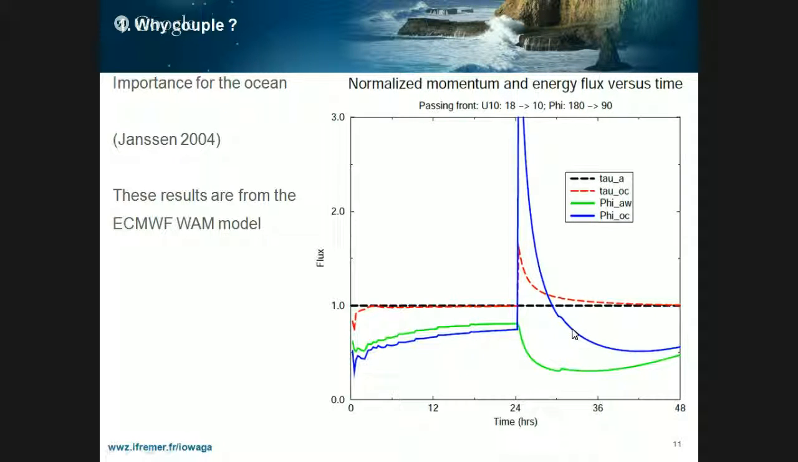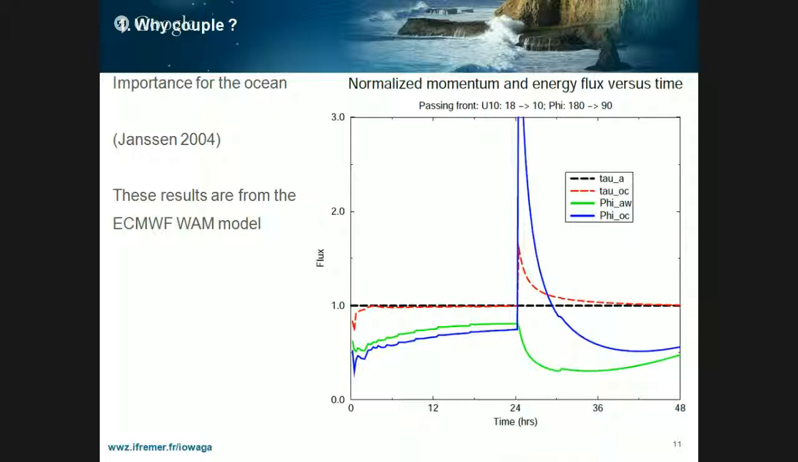So that's for the momentum in red here, the momentum flux going from the waves to the ocean, and the other curves are for the energy. And of course, the momentum, in terms of waves, is the energy divided by the phase speed. So the momentum is mostly carried by the short waves, whereas the energy is carried rather by the dominant waves. And so the relaxation time of the long waves is longer than the short waves, so it's longer for the energy flux to go back to balance.